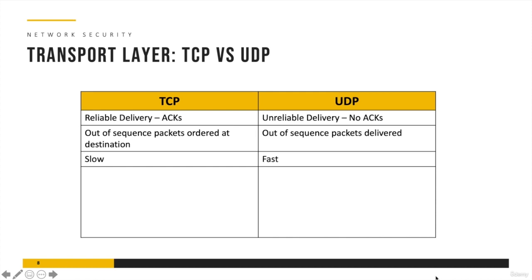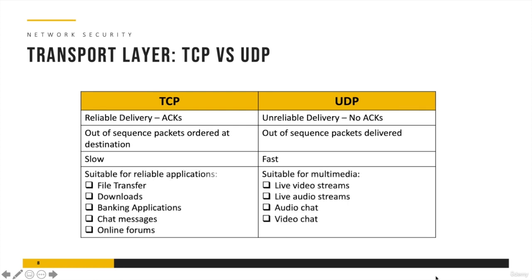Perhaps a very important difference between the two protocols is that TCP is slow and UDP is fast. That's why UDP is ideal for multimedia communication. It's not ideal for, for example, file transfers. On the other hand, TCP is ideal for things like bank applications, downloads, chat messages, forums, whereas UDP is ideal for live streams, audio chats, video chats. So as a rule of thumb, if you're talking about multimedia communication, normally you'll use UDP.